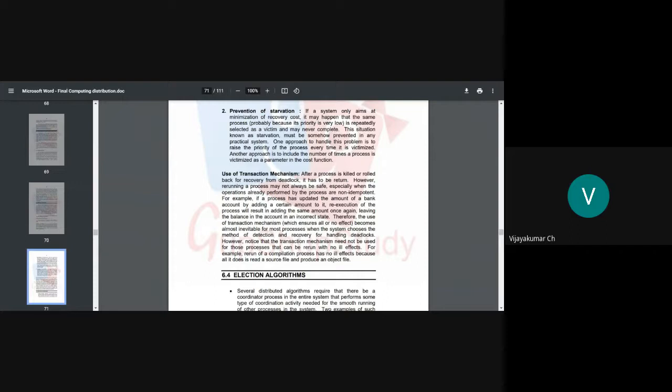However, notice that the transaction mechanism is not needed for every process. A rerun of a compilation process has no ill effects, because all it does is read a source file and produce an object file. So this is the lesson.